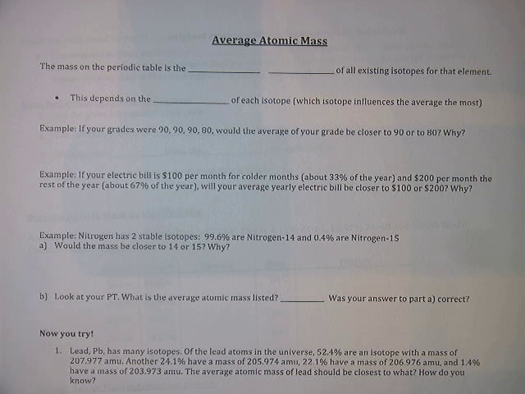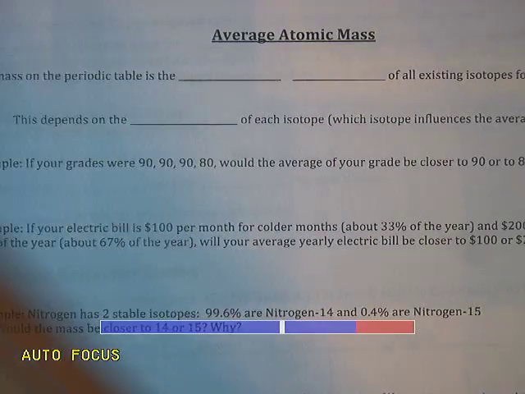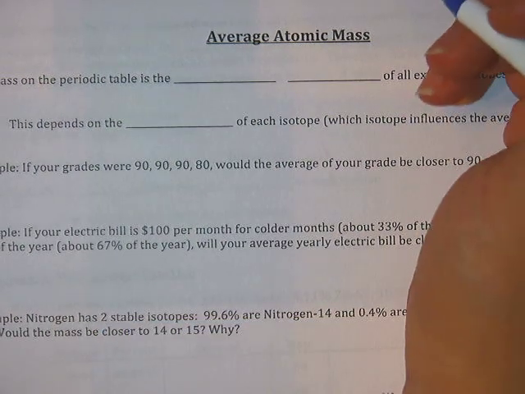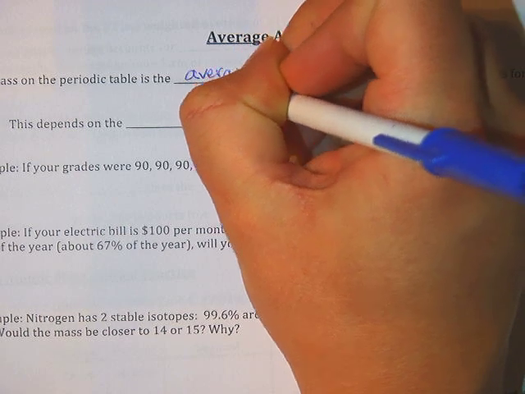Alright, so now you're playing the video, you have a calculator. Here we go. Let's talk about average atomic mass, and again, this is page 74. As we mentioned earlier, the mass on the periodic table is the average mass.